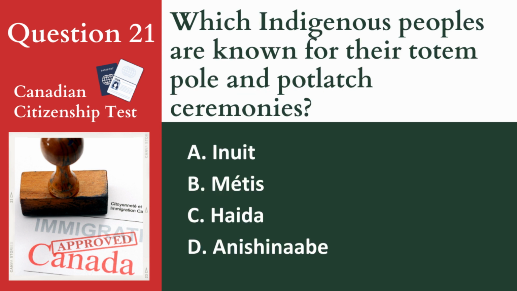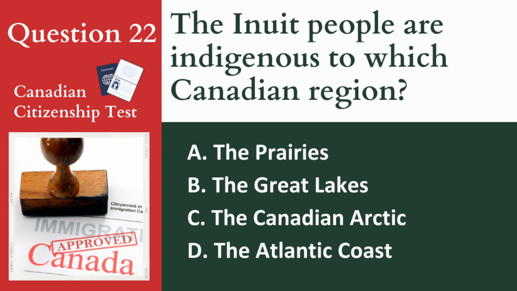Question 21. Which Indigenous peoples are known for their totem pole and potlatch ceremonies? A. Inuit. B. Métis. C. Haida. D. Anishinaabe. Answer: C. Haida. The Haida, along with other Indigenous groups of the Pacific Northwest, are known for their totem pole carvings and potlatch ceremonies.